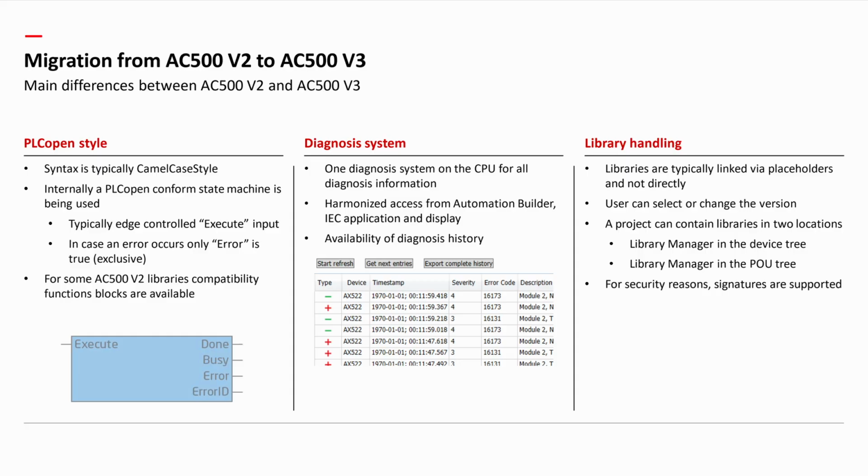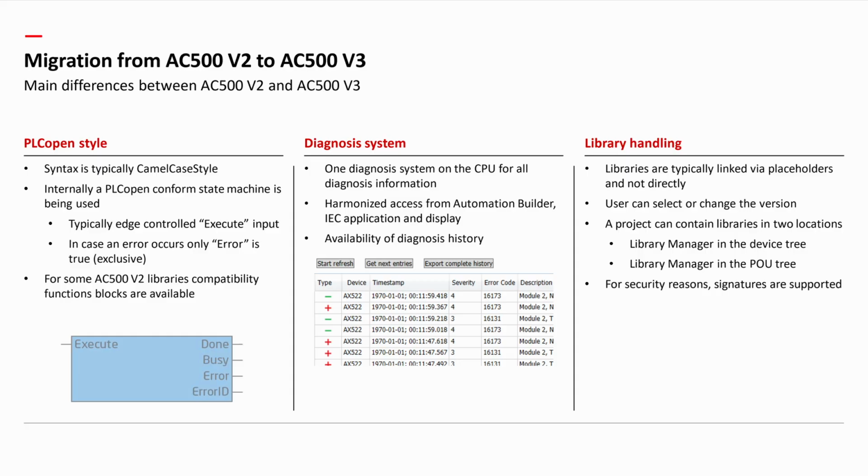In addition, we use the PLCopen state machine itself, which means if you have an edge-controlled function block, the input is called Execute and the outputs are Done, Busy, Error and ErrorID for the error number. The important thing to know is that, in contrast to V2, in V3 we have an exclusive error. So in case an error occurs, only Error is true and not Done. This is a bit different than in V2, so you need to look inside your program that you don't miss the errors.